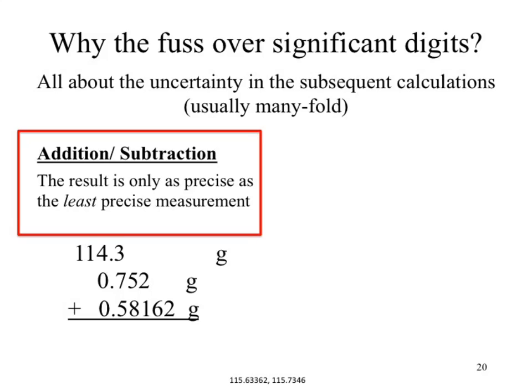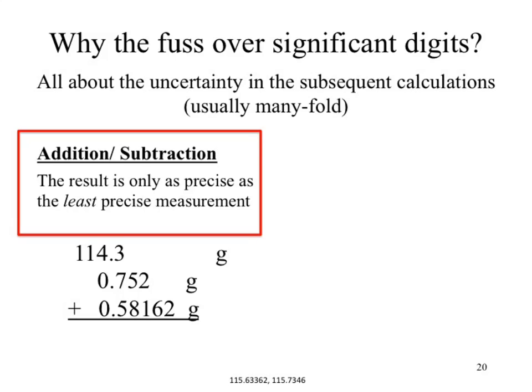Okay, well, it moves into what we do with these measurements once we have them. Well, we can do a variety of mathematical operations: addition, subtraction, multiplication, and division. So when we look at addition and subtraction, what happens with our sig figs? Our result is only as precise as our least precise measurement.